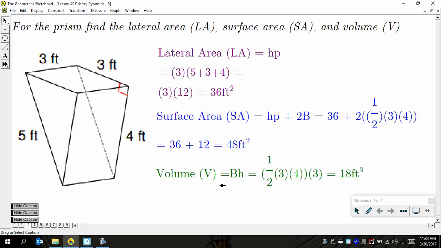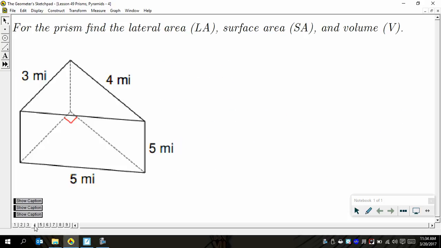And then for the volume, we're going to take the area of the base, that 1/2 times 3 times 4, so we're using this again, and we're going to multiply it by the height, or the distance between these two triangles, which is this 3 feet, to get 18 feet cubed. So I want you to pause here and give this one a shot.